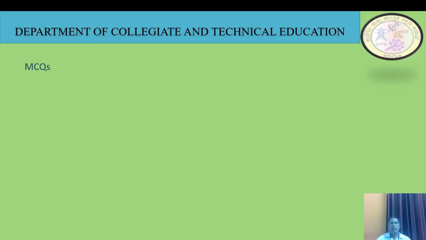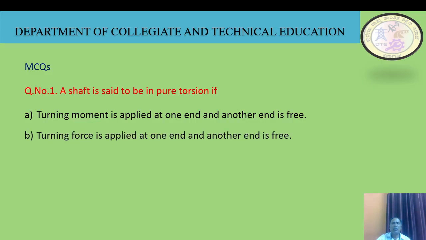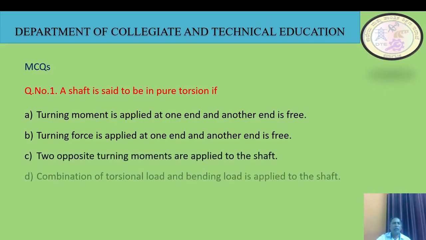So these are the different problems which have been asked in the annual examinations, and now we will have some MCQs. A shaft is said to be in pure torsion if turning moment is applied at one end and another end is free. Turning force is applied at one end and the other end is free. Two opposite turning moments are applied to the shaft. Combination of torsional load and the bending load is applied to the shaft. So the correct option is two opposite turning moments are applied to the shaft. Answer is C.